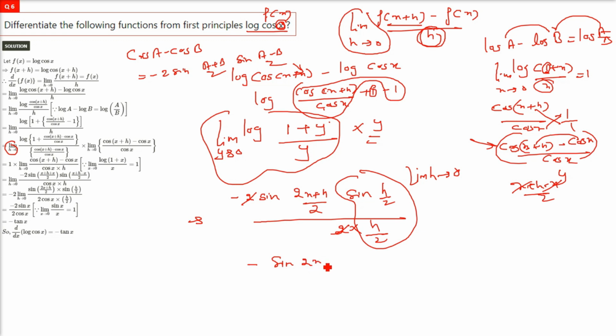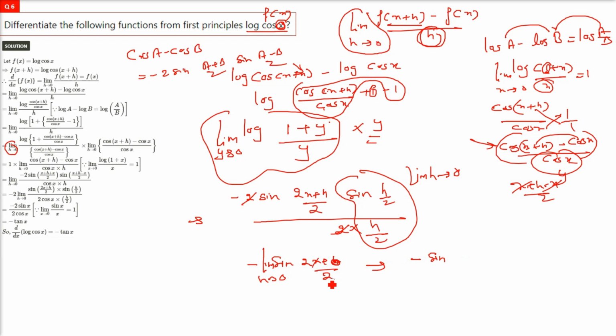2 gets cancelled. You have minus 2 sine 2x plus h by 2. You can again apply the limit because you will not get any indeterminate value. So minus 2 sine, this h is 0, 2 gets cancelled. So you have limit h tends to 0, 2x, this 2 gets cancelled, you have x here. Alright, this is your sine x.